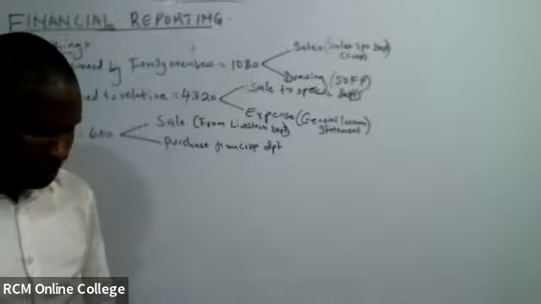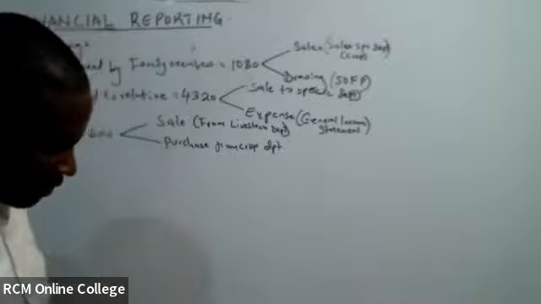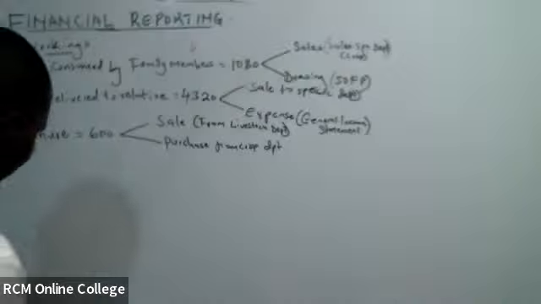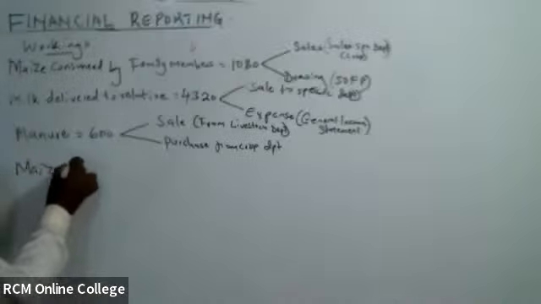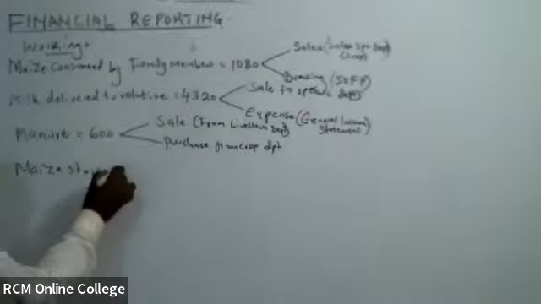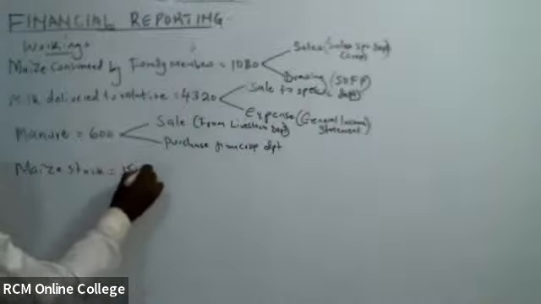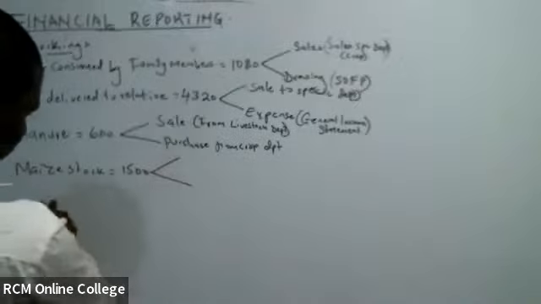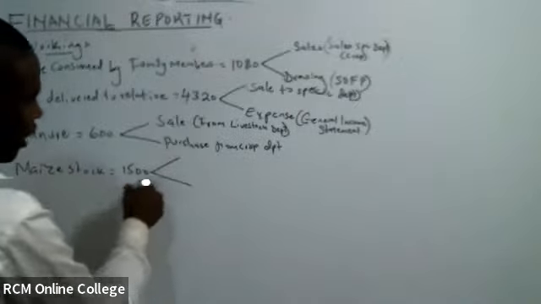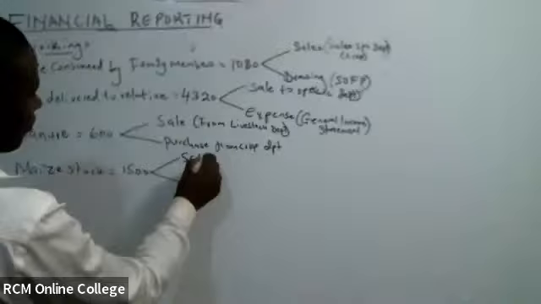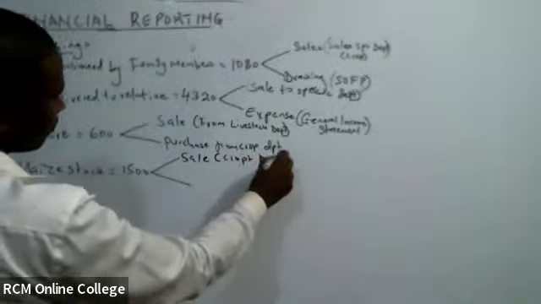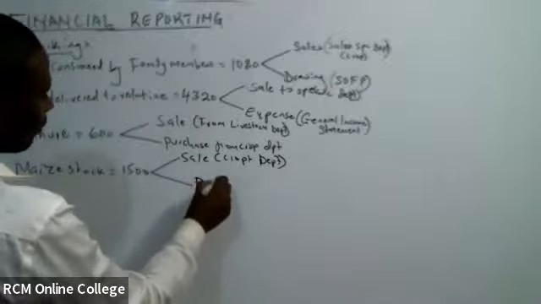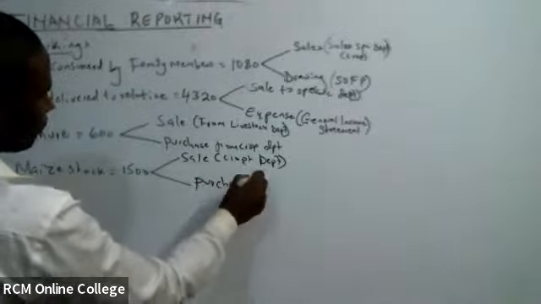Next one we have maize stock valued at 1,500,000 that were used for daily cattle feed. Maize stock sasa inakuwa rahisi. Maize stock valued at 1,500. So crop department inauza. It's a sale to crop department. Sale to crop department. And purchase to livestock department.